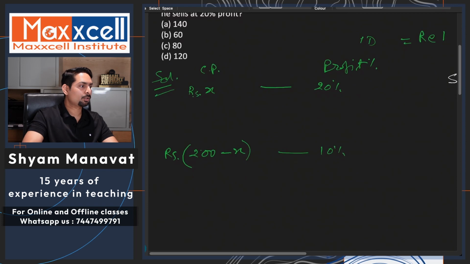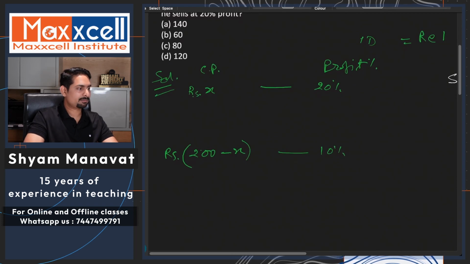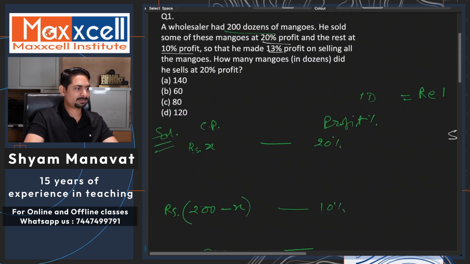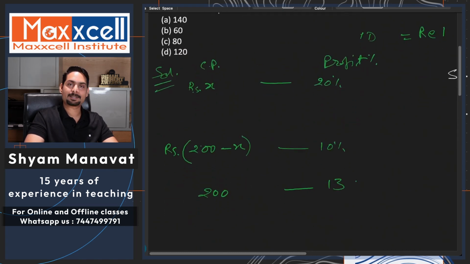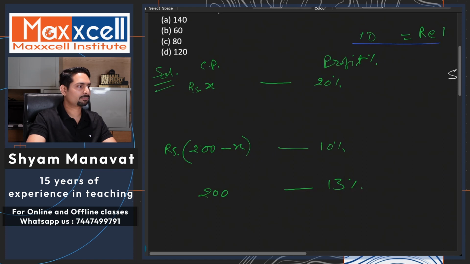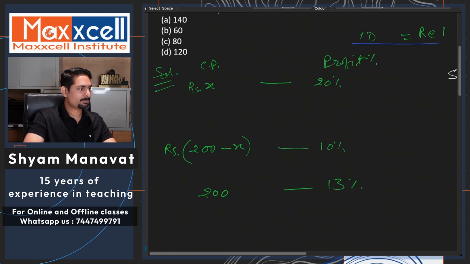Now in the overall trade, the question said in the overall trade, which is 200 dozen, the profit percent is 13%, right? So 200 dozen at 13%. The cost of 200 dozen, as per our assumption, should be 200 rupees.